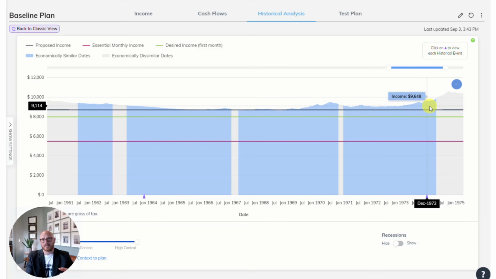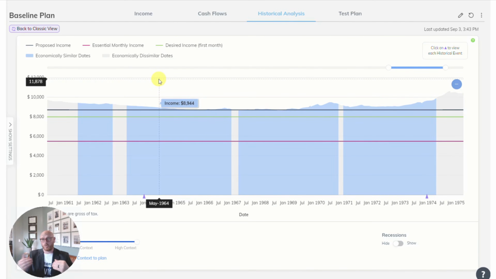This isn't a perfect scenario or perfect test. It doesn't give us a guarantee that the plan will work in the future, but it does give us a starting point to have some confidence to say, you know what, it looks pretty realistic, so now let's go to the next level and fine-tune our planning to make sure that we're as prepared as possible.